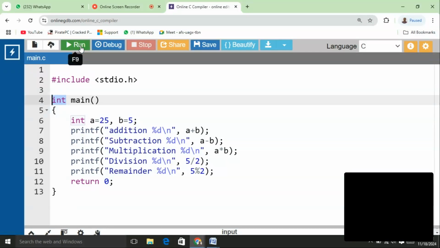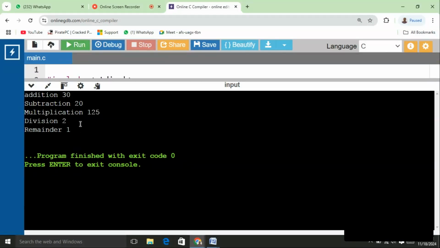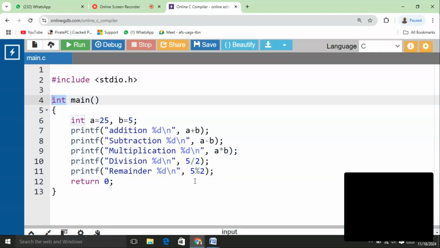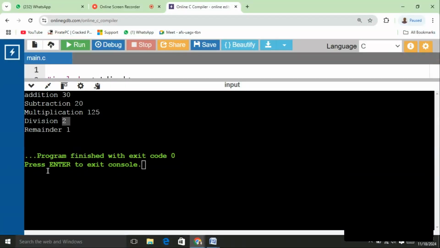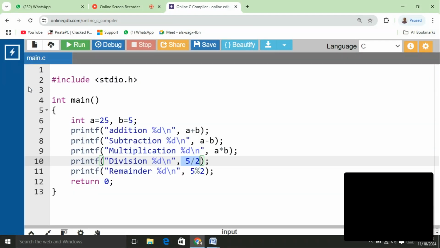Now I run it. You can observe the output: 25 plus 5 addition 30, subtraction 20, multiplication 125, division. Please observe carefully. Here 5 by 2 should be 2.5, but it prints only 2. I repeatedly say that this is integer division. Remainder is 1.